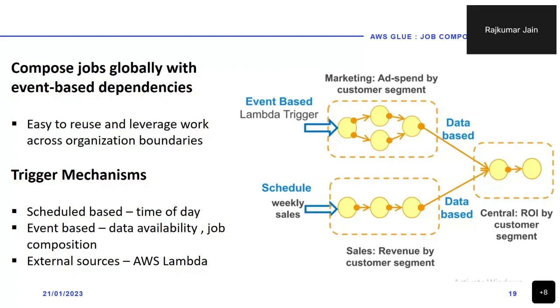Okay, now the trigger mechanism. Schedule-based mechanisms are there, in which you can decide the time of day. Event-based, where you can say that when the data is available, when your files are available, the job should execute. And other external resources, like AWS Lambda, and we can also define some other triggers. On the basis of those triggers, we can execute our job.